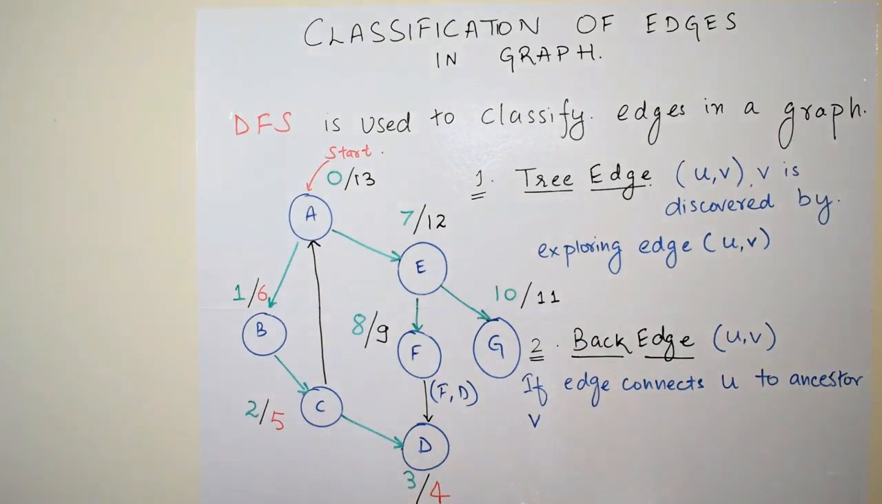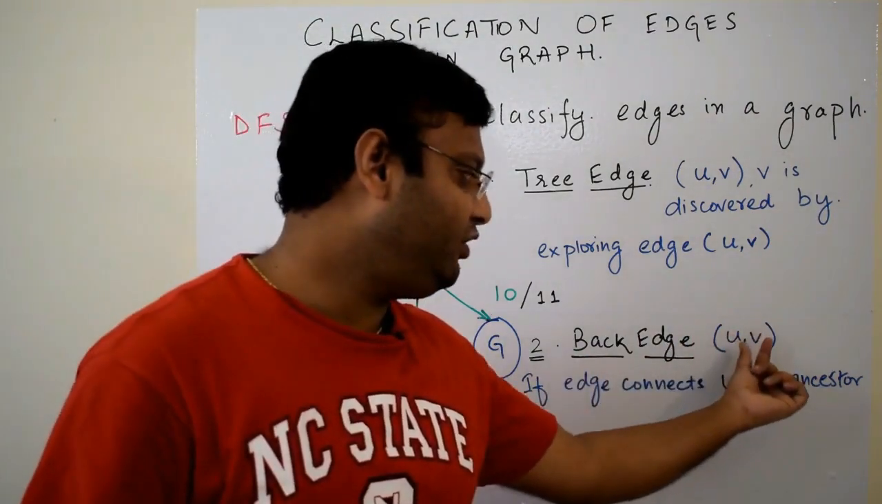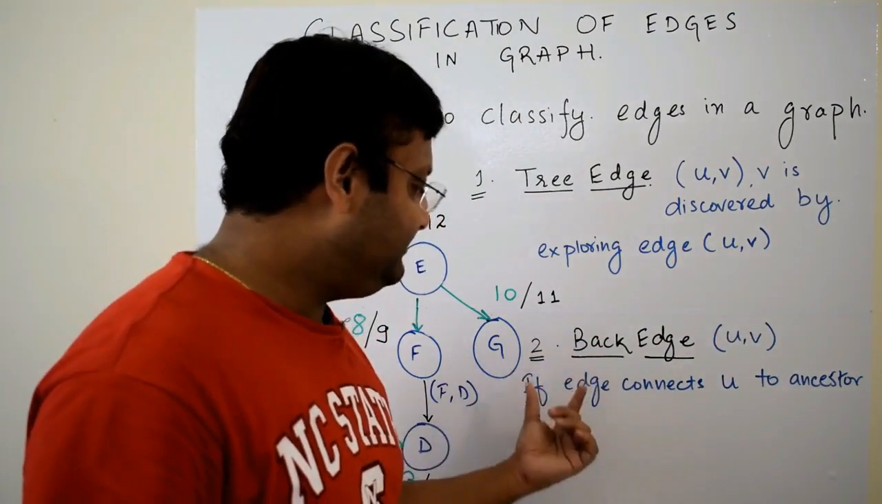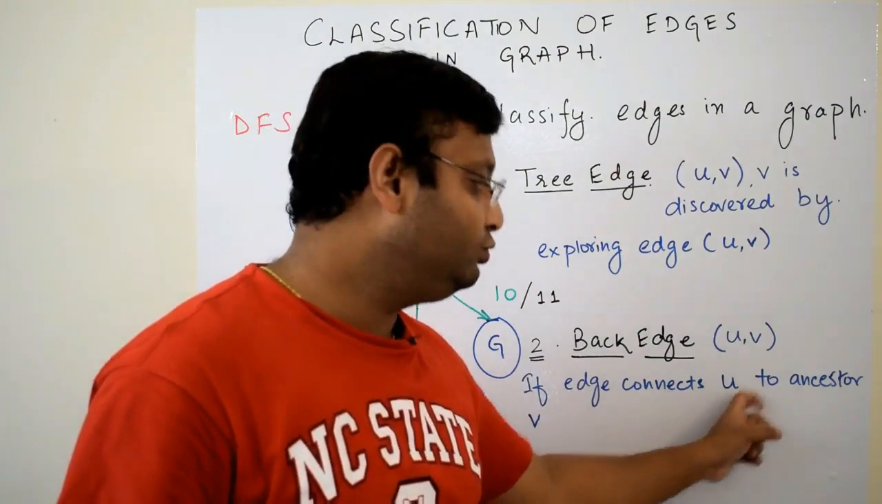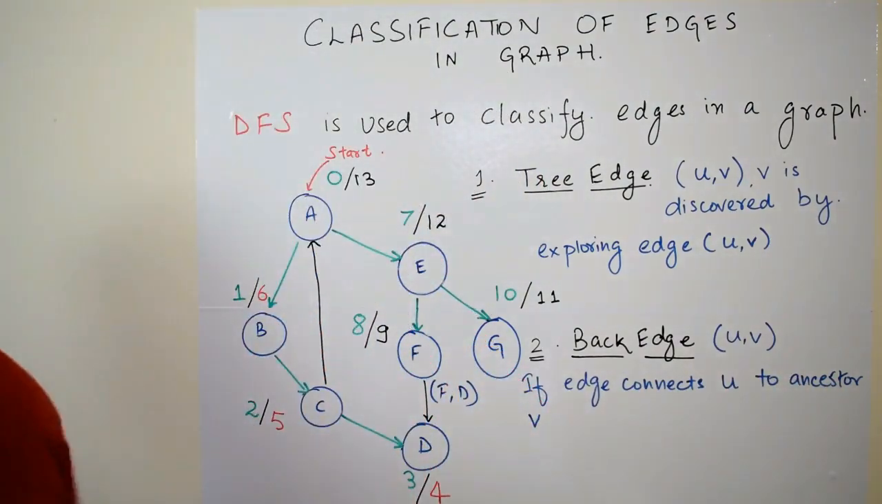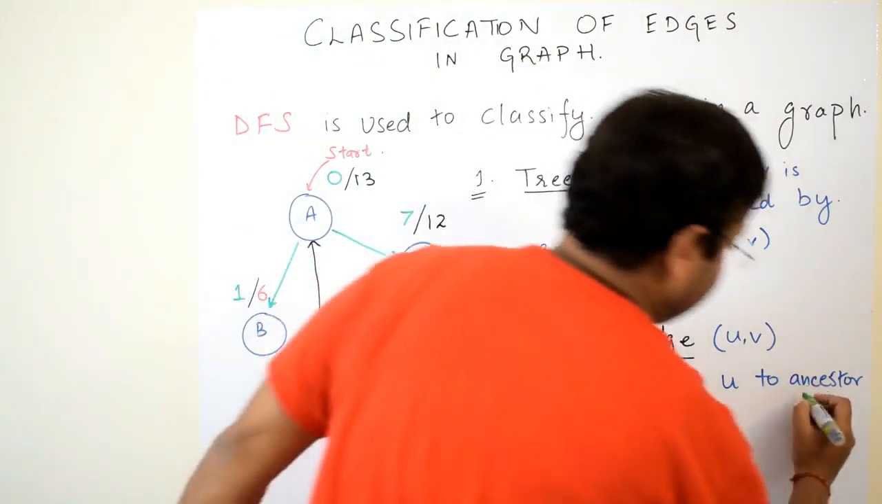Correct? This edge is from C to A. Now let's see what is the definition of back edge. Back edge says that if U comma V is an edge, it's a back edge if this edge connects U to ancestor V. Now here we again see a new term, and this term is called ancestor.